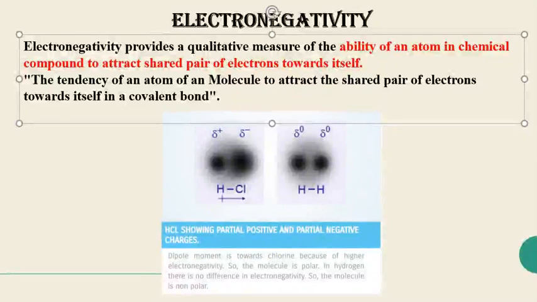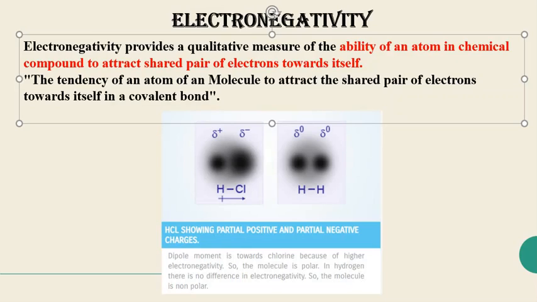Electronegativity. Electronegativity provides a qualitative measure of the ability of an atom in a chemical compound to attract a shared pair of electrons towards itself. Here it should be noticed that it is a qualitative measure. It is not a quantitative measure like electron affinity, ionization energy, etc. So basically electronegativity can be explained as the tendency of an atom of a molecule to attract the shared pair of electrons towards itself in a covalent bond.